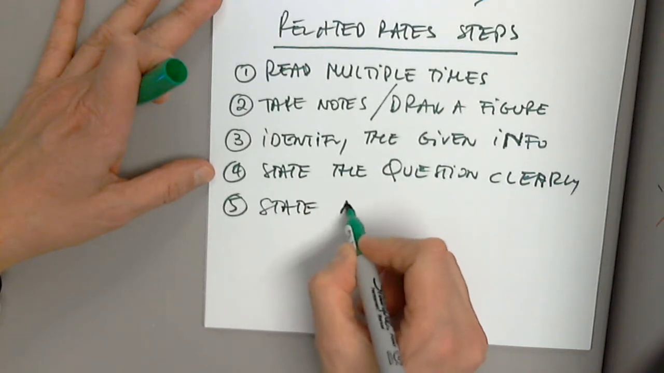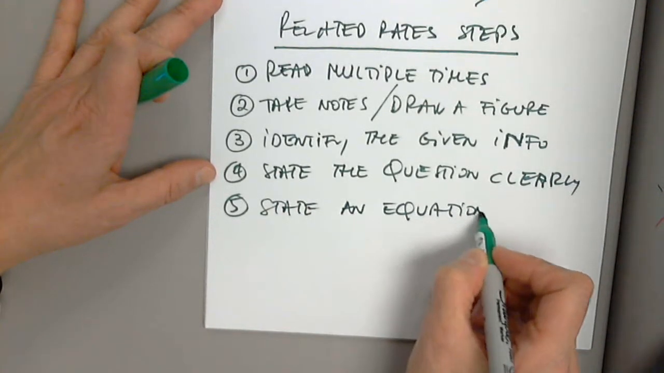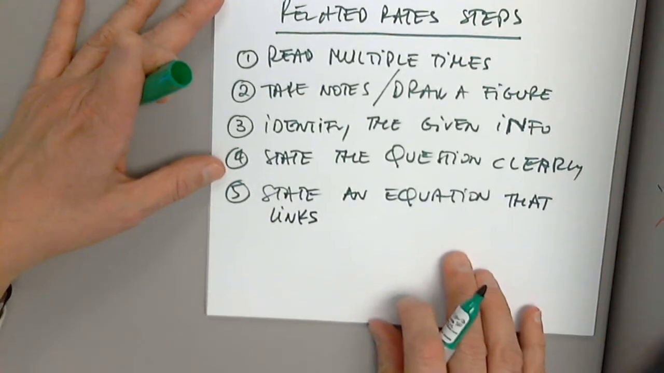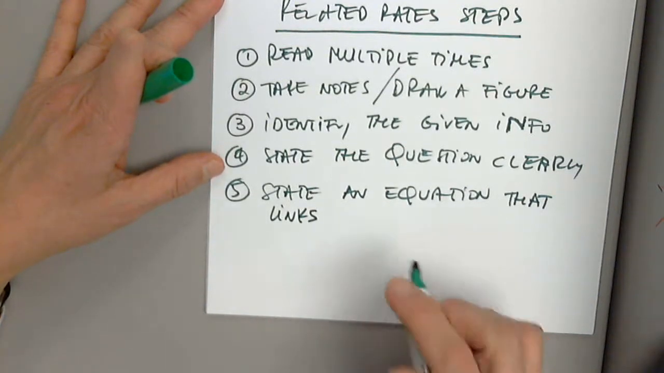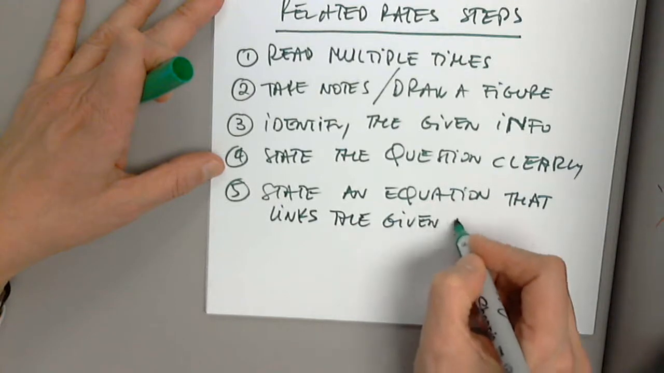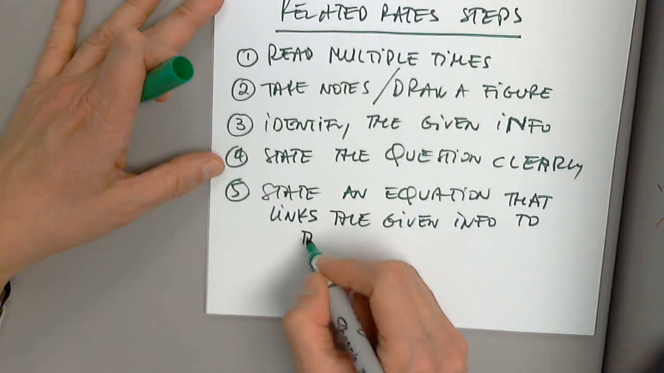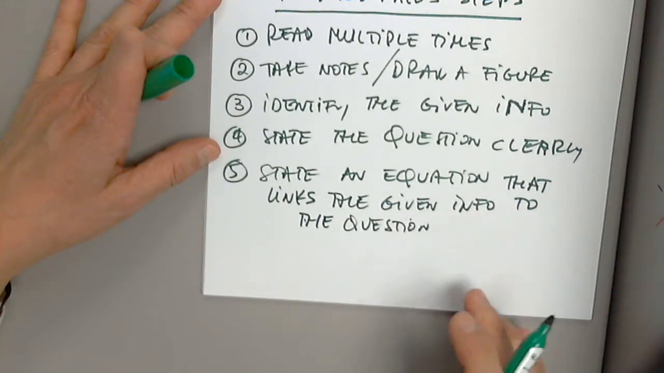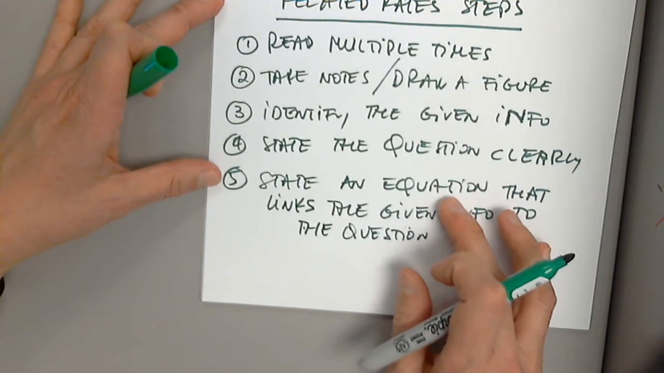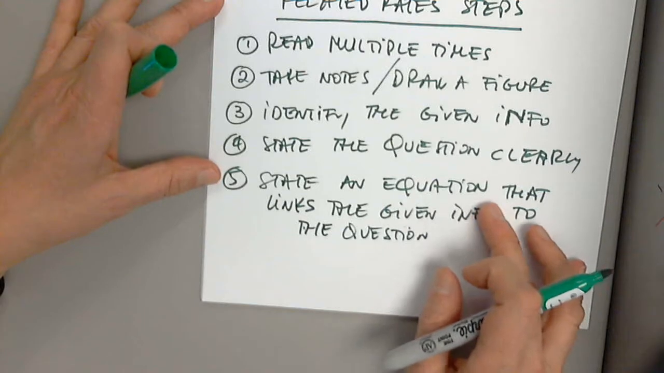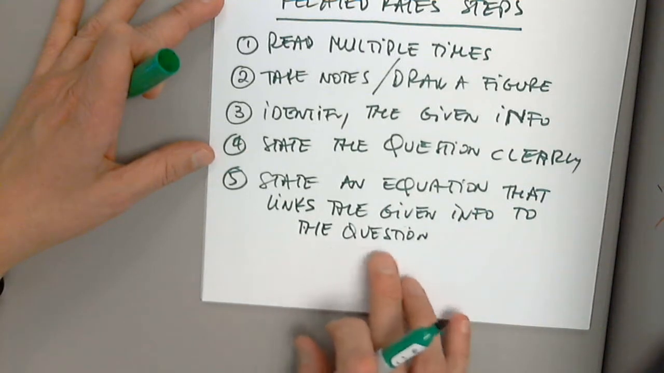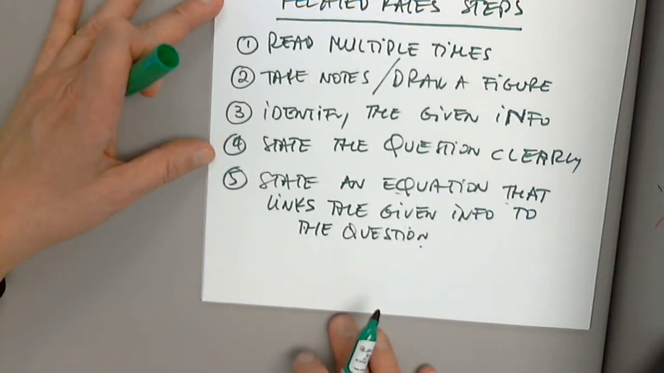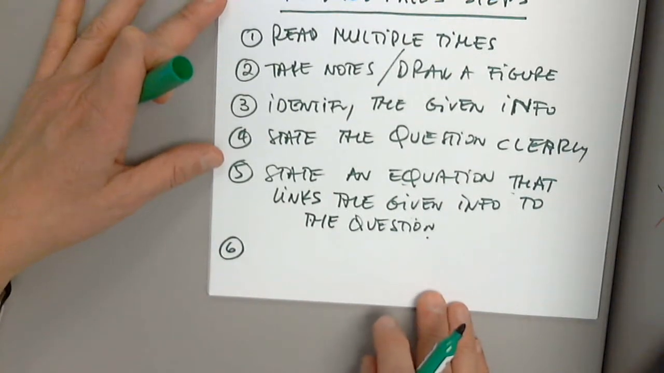State an equation that links the given info to what it's asked. Given info to the question. So for example, if I'm given the rate of change of distance with respect to time, I may be asked to find the rate of change of some other distance with respect to time. That will be the question, and that will be the information. 6, differentiate implicitly.